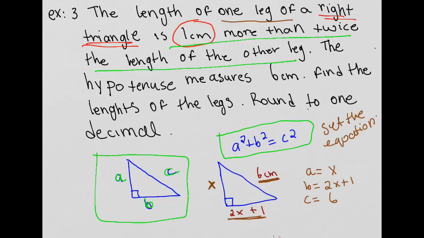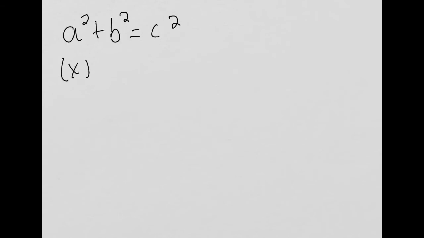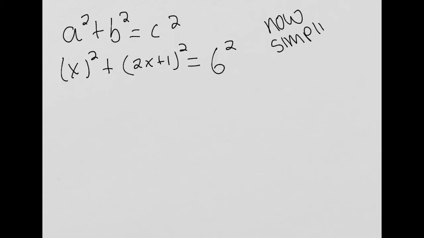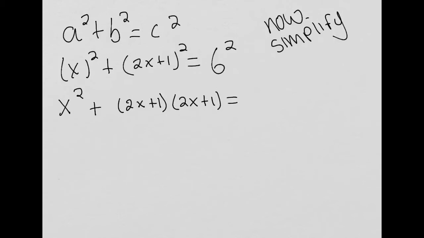So let's go ahead and do it on the next page. The Pythagorean theorem is a squared plus b squared equals c squared. I know that a is x, b is 2x plus 1, and c is 6. Now I simply need to simplify. So x squared is just x squared, plus 2x plus 1 times 2x plus 1, and 6 squared is 36.